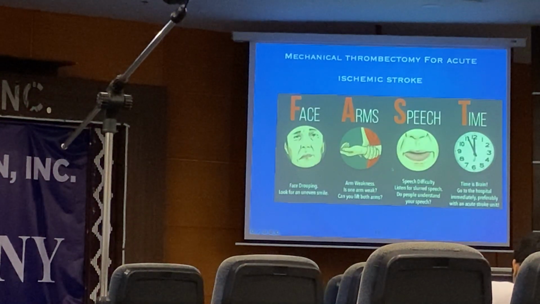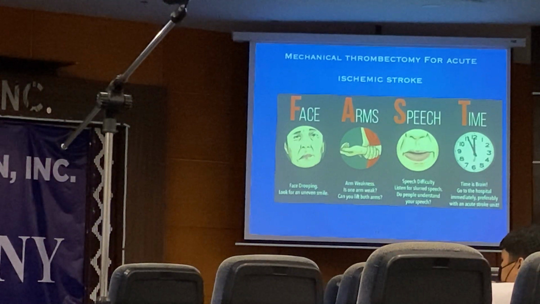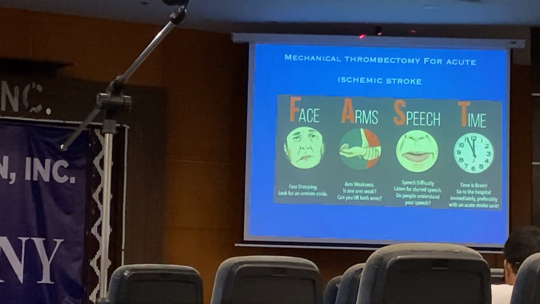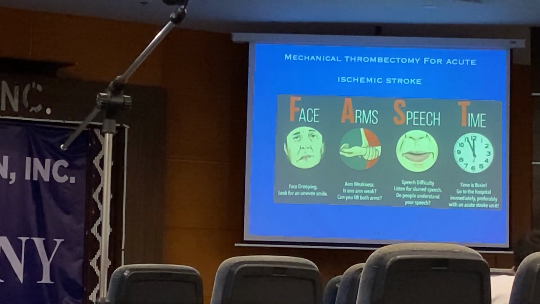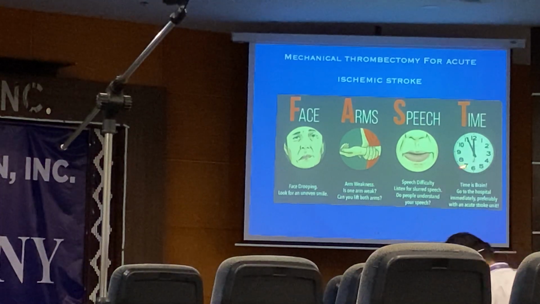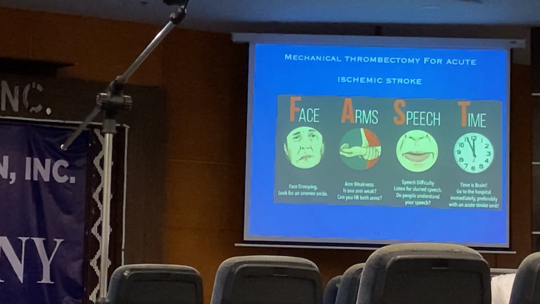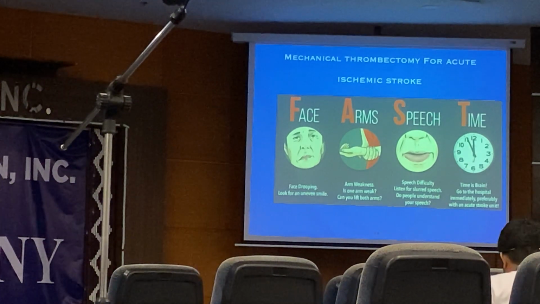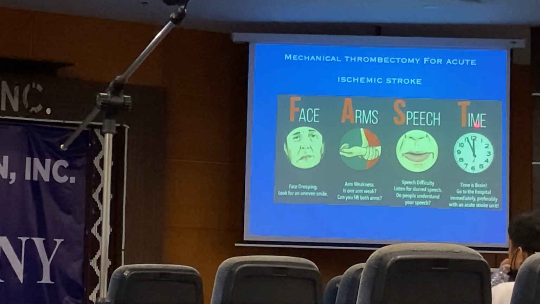So what are the things that you should know? It's very crucial because time is brain. For every minute we lose hundreds of millions of neurons. So the public should know if this patient has a drooping face or asymmetrical face, or numbness of the arm, weakening of the arm, or slurring of speech, then this patient should be brought immediately to the hospital and determine whether this is really an acute stroke. So time is great.